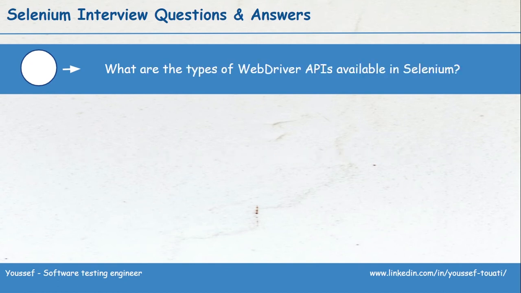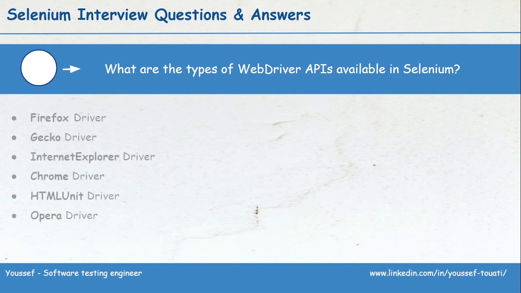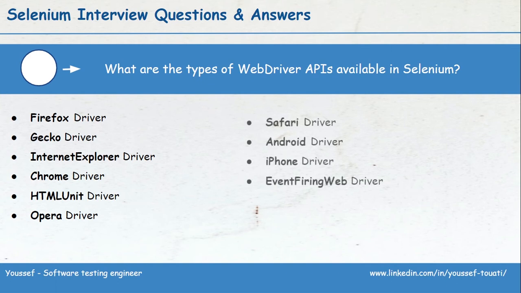What are the types of the WebDriver APIs available in Selenium? We will see Firefox driver, Chrome driver, Internet Explorer driver, HTML unit driver, Opera driver, Safari driver, also Android driver, iPhone driver, and Event Firing WebDriver.